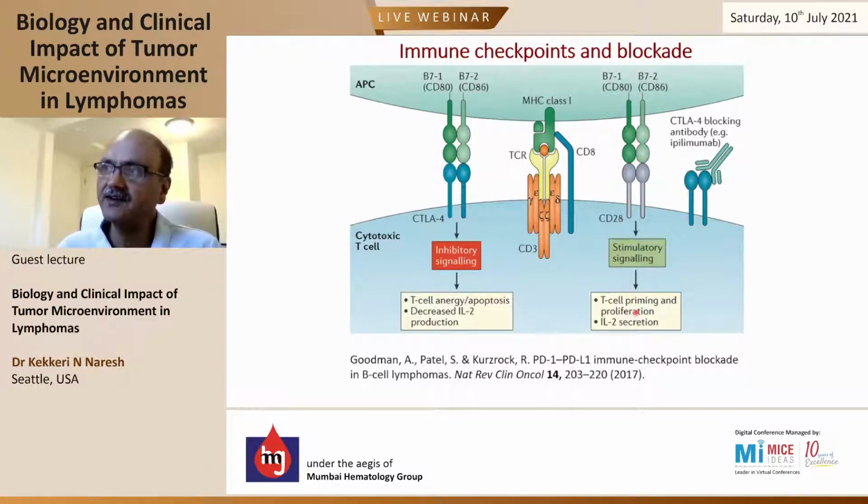With CD28, you get a stimulatory signal. With CTLA4, one gets an inhibitory signal resulting in T cell anergy or apoptosis. So you get two completely opposing possibilities. In a case where you have T cell anergy because CTLA4 is expressed, if you block the CTLA4 with an appropriate antibody, you can upregulate the interactions between B7-1 and B7-2 with CD28, making the cytotoxic T cells more responsive, more active and more effective.